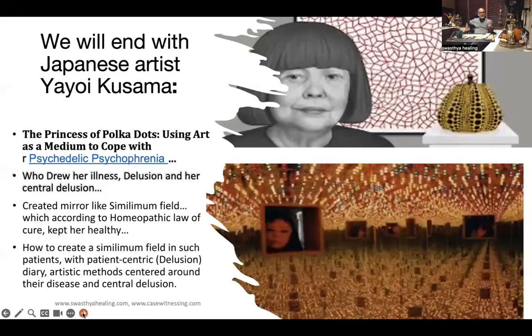We will end this module with an understanding that disease is a gift. And if you stay with the disease, the disease itself can become a remedy. With an example of a Japanese artist, Kusama, how she made her disease her gift, and how by staying with her disease, she gradually not only came out of the disease, but became a famous artist.